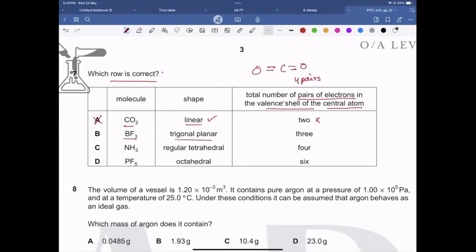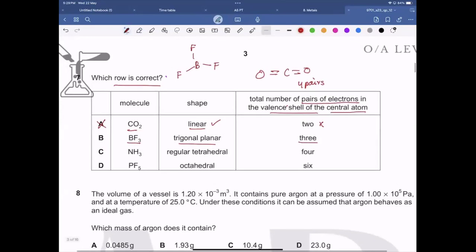Now BF3, trigonal planar. Yes, BF3 is trigonal planar because boron is in group 13 and has 3 valence electrons. All of the electrons are involved in bonding, with no lone pair. So how many pairs of electrons? 3. Yes, there are 3 pairs over here. So this can be correct. Ammonia, regular tetrahedral, completely wrong. I hope you all remember ammonia is trigonal pyramidal, right? PF5: see, 5 atoms are there, so it's not octahedral. For octahedral, there must be 6 atoms around the central atom. So C and D go wrong as well, and B is the correct answer.